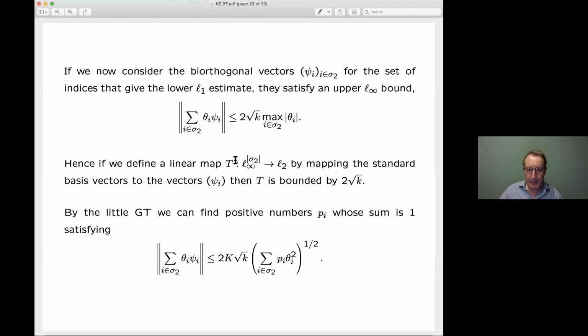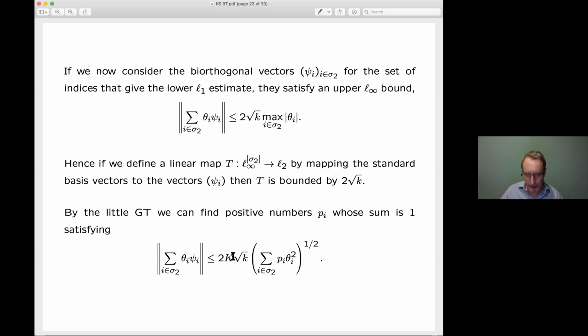Okay. So that means that this map, which takes the standard basis of L infinity of the correct dimension into L2 by mapping each vector to this functional psi I, is just bounded by 2 root k. It's exactly what this says. So this here again is the 2 norm. I didn't write it, but it's the norm in L2. And so by the Little Grothendieck theorem, we can find these weights so that this L2 norm satisfies this estimate, which is stronger, this L2 estimate now, which is better.